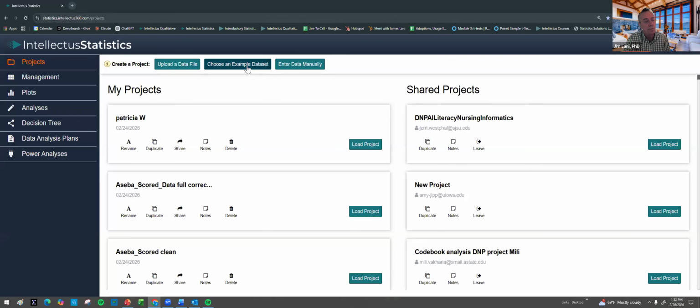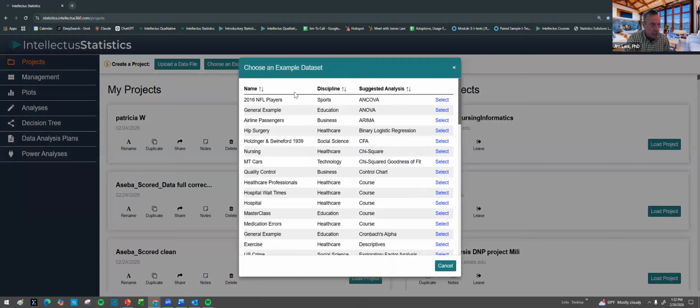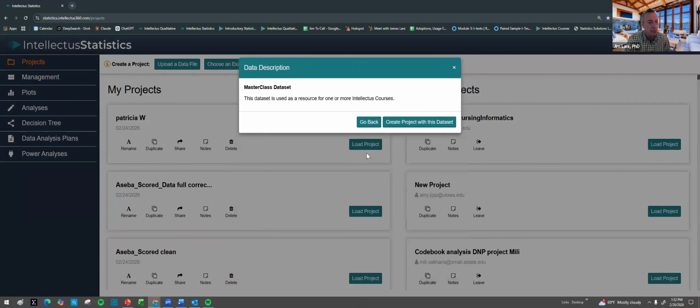And then for faculty online, we do have curated nursing competency-based courses that go hand in hand with Intellectus. The example data sets are found here, and you can see some of these hospital courseware. But at the moment, I'll just grab this.